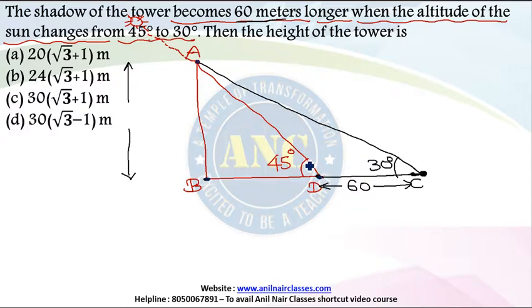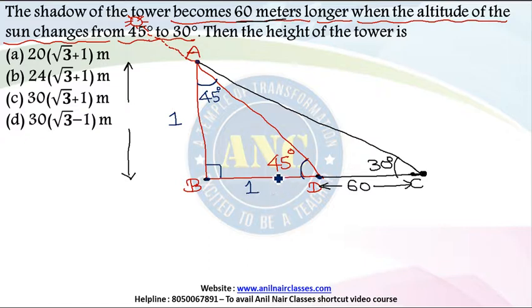In this triangle, this is 45 degrees, this is 90 degrees, so this should be 45 degrees. We know the side ratios of a 45-45-90 triangle. It says that the side opposite 45, if assumed as 1 unit, the side opposite this other 45 will also be 1 unit. Now that is for the smaller triangle.